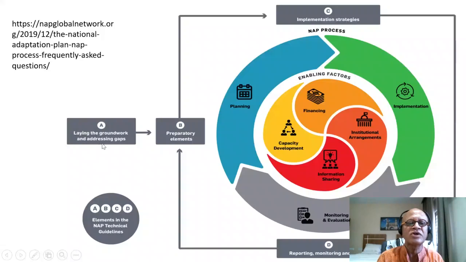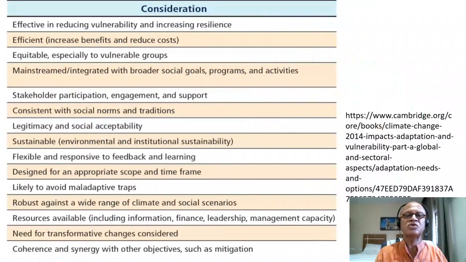A is laying the groundwork and addressing the gaps. B is preparatory elements. C is implementation strategies, and D is reporting, monitoring, and review. And the diagram here schematically shows planning, implementation, monitoring, and evaluation with enabling factors like financing, institutional arrangements, information sharing, and capacity development. Okay, so these are kind of typologies under which these things are supposed to happen.